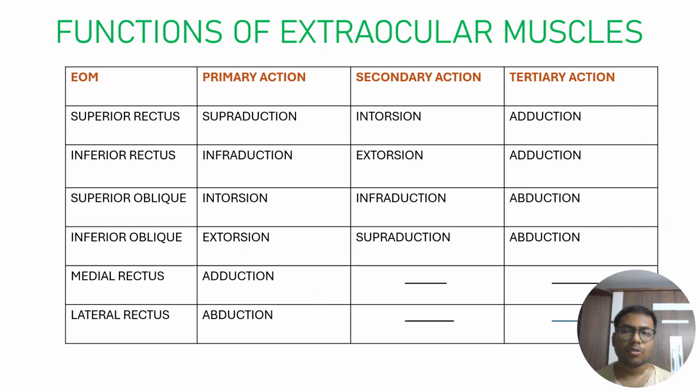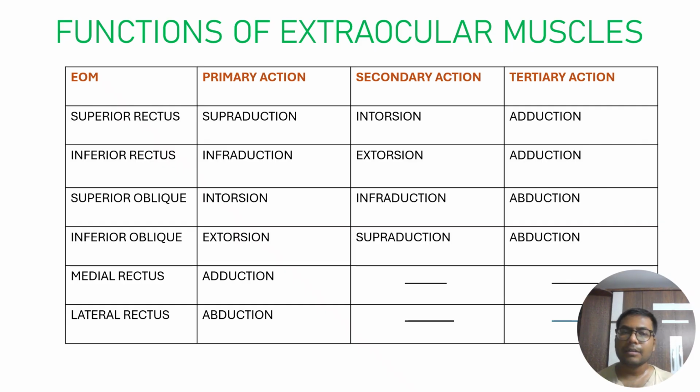Just like superior rectus causes supraduction, but superior oblique causes infraduction. Supraduction for the superior rectus is a primary function, but infraduction for the superior oblique is a secondary function. So infraduction and supraduction for the obliques are a secondary function, and for the recti they are a primary function. And intorsion and extorsion for the recti are a secondary function, and for the obliques a primary function.